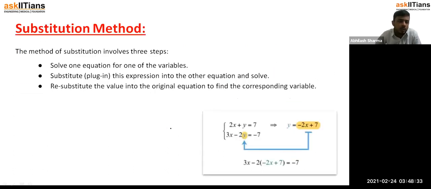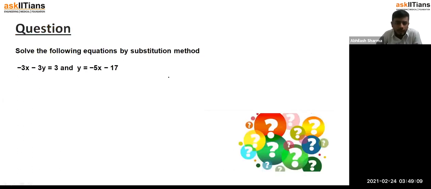Now let us learn the very first method to solve a pair of linear equations, which is the substitution method. The method of substitution involves three steps. The very first step is to solve any one equation for one of the variables. Then substitute or plug in this expression obtained in the first step into the other equation and solve. Then resubstitute the value into the original equation to find the corresponding variable. Absolutely correct. So let us have a look at this method in action so that you understand how we should apply it.